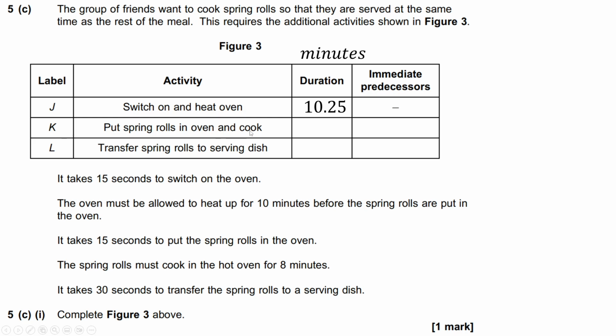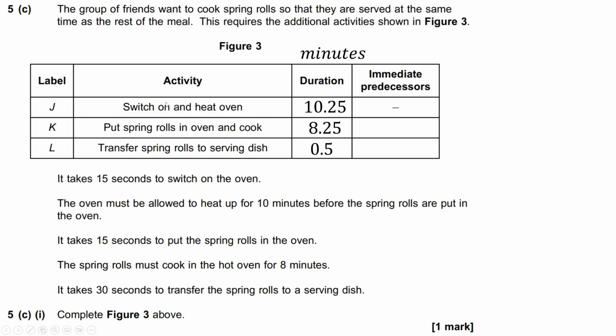Putting the spring rolls in the oven and letting them cook. Now they must cook in the hot oven for 8 minutes, and it takes 15 seconds to put in, so that must be 8.25. If you're wondering where the 0.25 comes from, well, a full minute is 60 seconds, and 15 seconds would be a quarter, because it's 15 over 60, which is the same as 1 over 4, which is the same as 0.25, so 8 plus 0.25. Transfer spring rolls to a serving dish. It takes 30 seconds. That's half a minute, so 0.5 minutes.